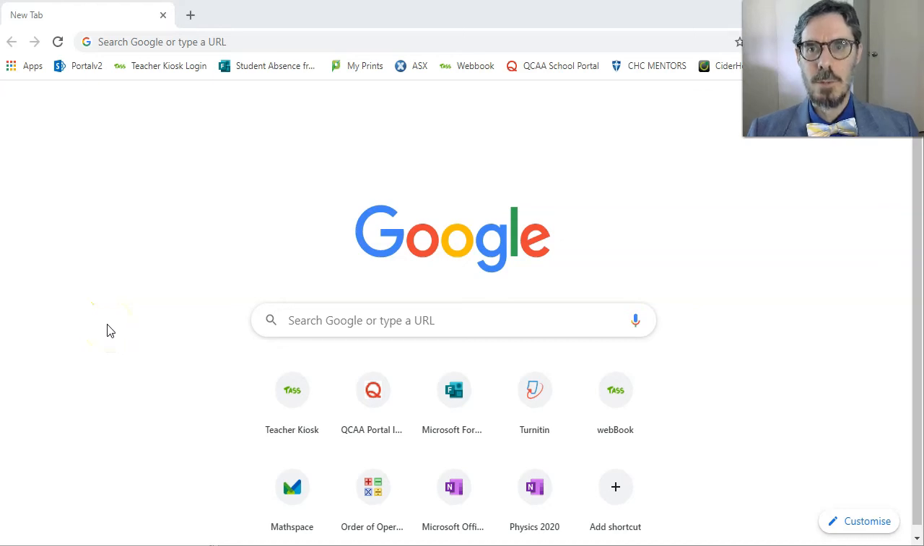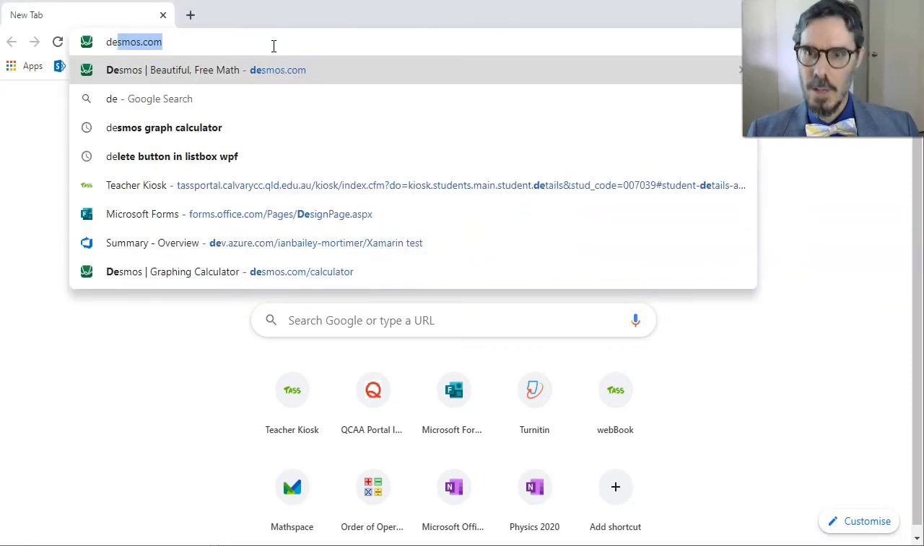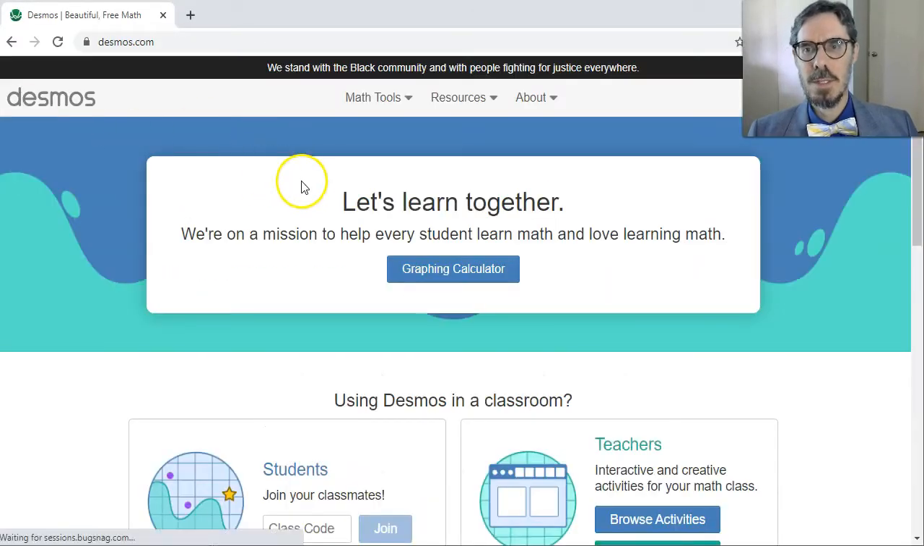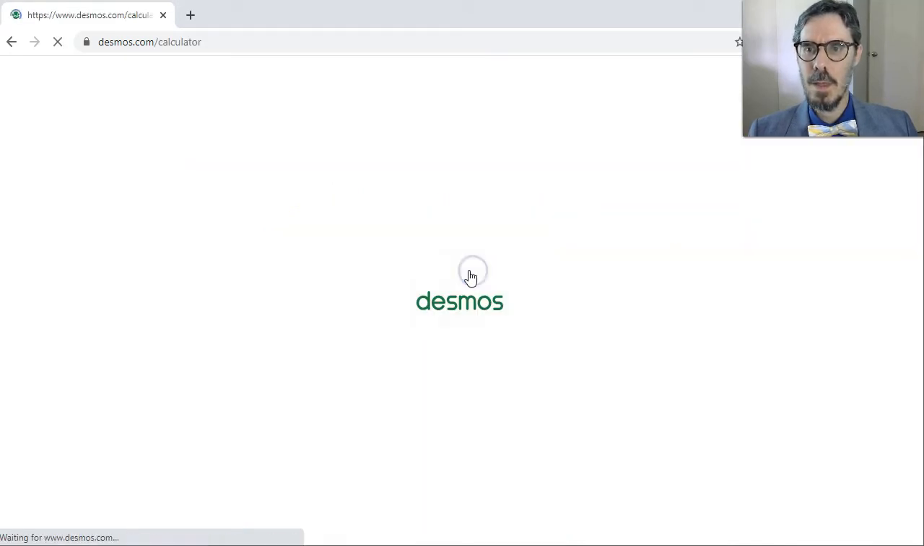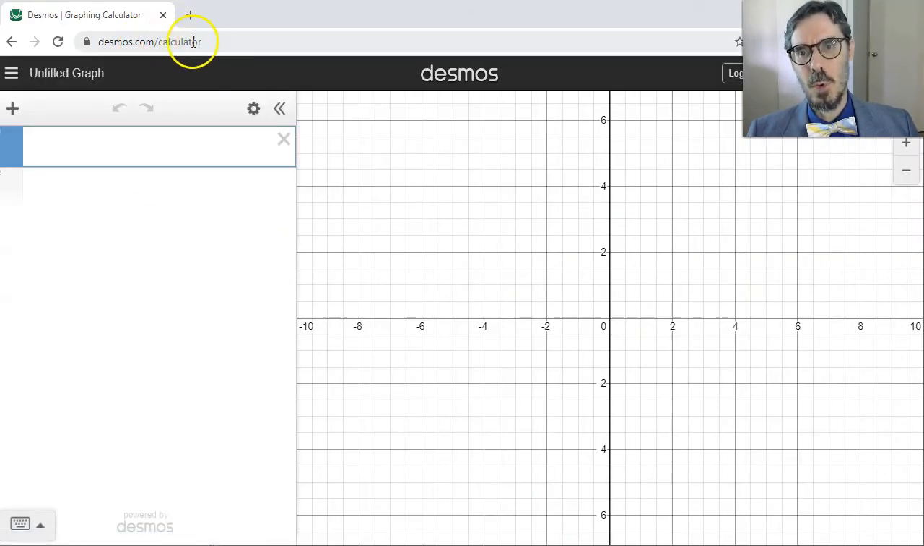So let's start with circles. First up, go to Desmos. If you haven't seen it before, Desmos is a really good graphics calculator that you can run online. You can just bookmark the calculator link if you want to avoid going to the front page and clicking on Graphing Calculator. Now, I'm going to type the function for a circle.